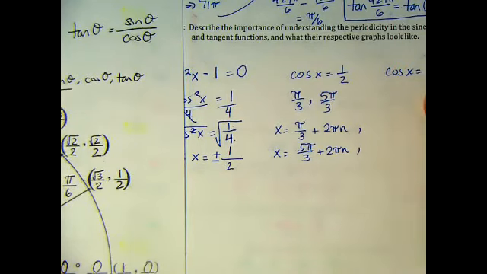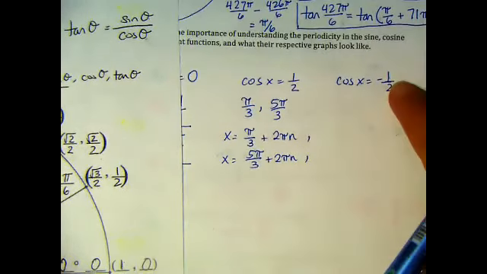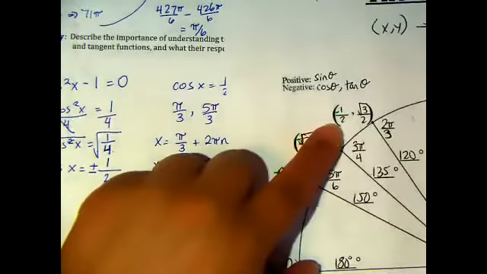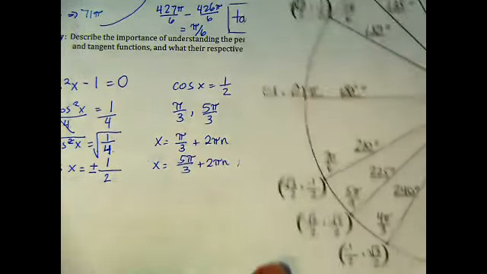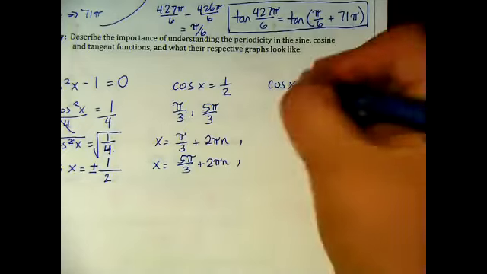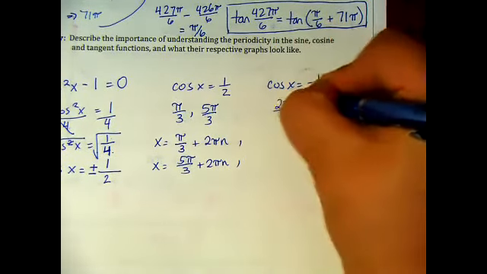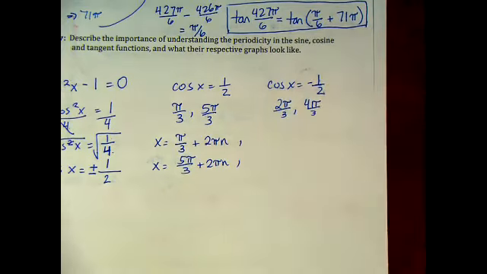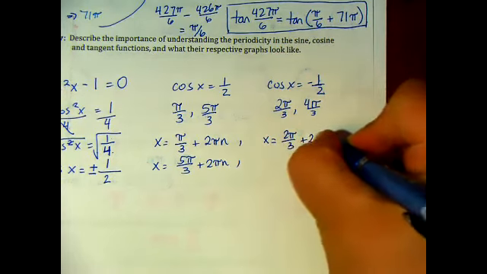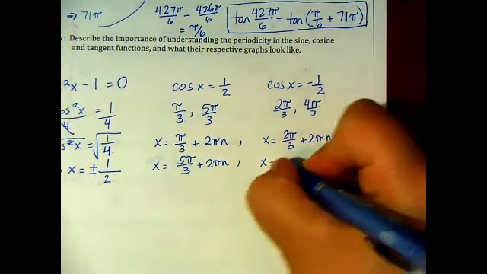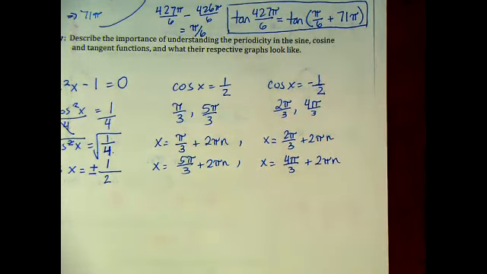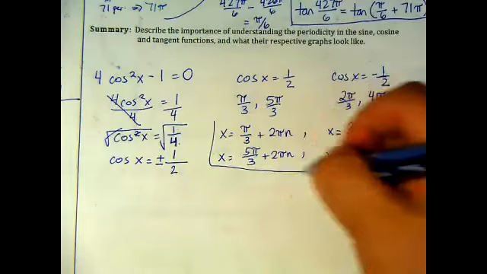Now I look at my negative 1/2. Well, cosine here is negative 1/2 at 2 pi over 3 and negative 1/2 at 4 pi over 3. So I have 2 pi over 3 and 4 pi over 3. And periodicity tells me I have 2 pi over 3 plus 2 pi n and 4 pi over 3 plus 2 pi n. So those are my x values here.